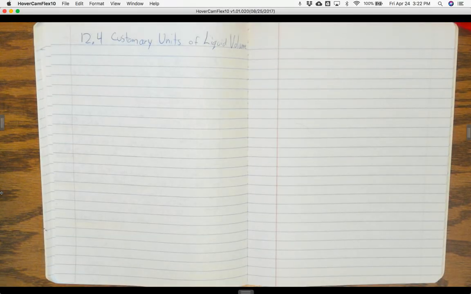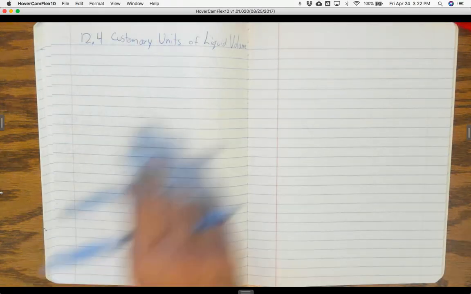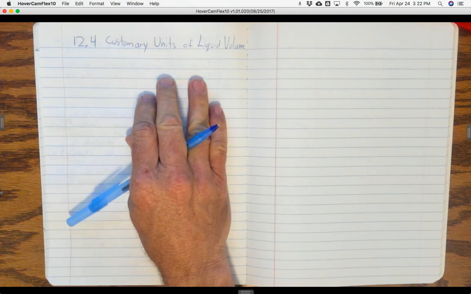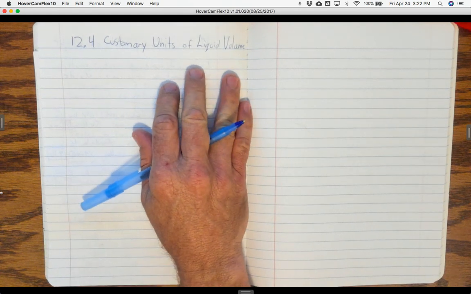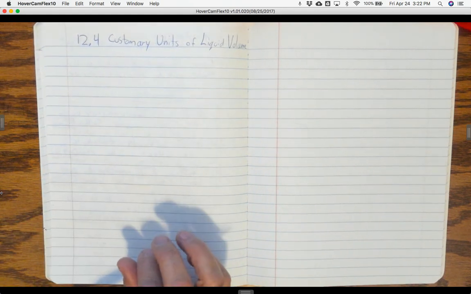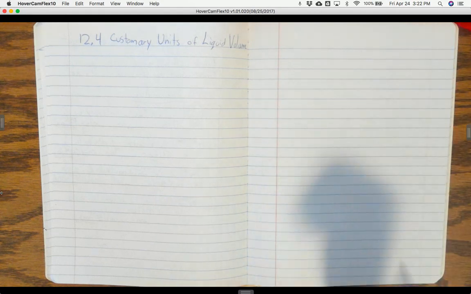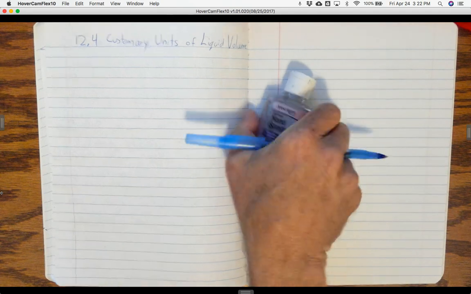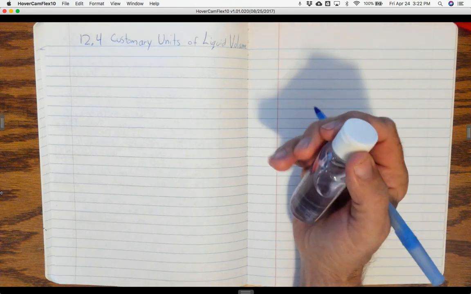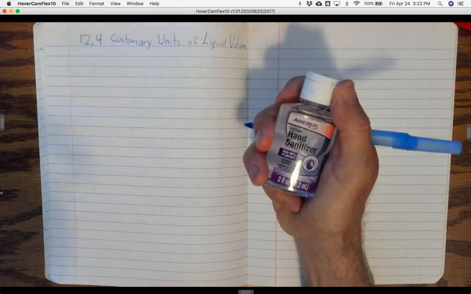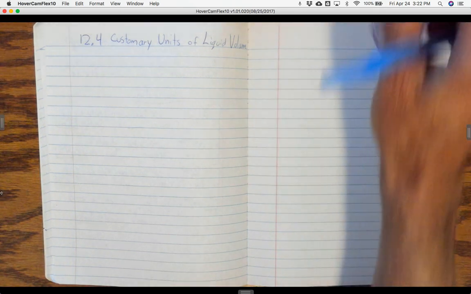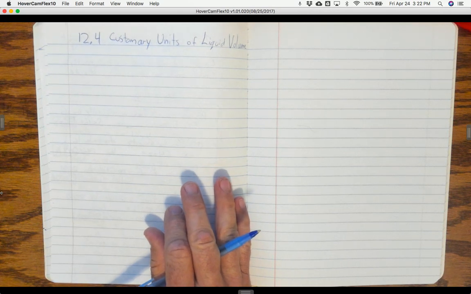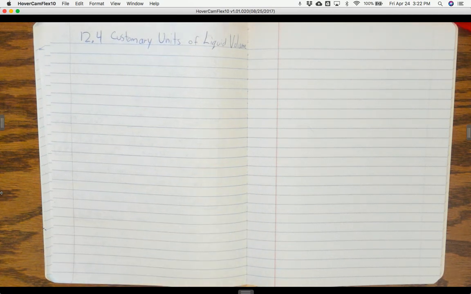All right, we're back. We're on lesson 12.4. We're on our last lesson of customary units, and this is customary units of liquid volume. You can also call it capacity, how much a container can have inside of it. So this little guy is 2 fluid ounces. That is liquid volume.